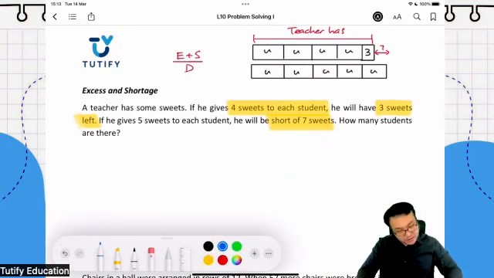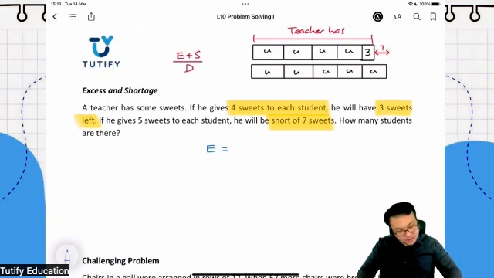Okay, Alexis, let me ask you, what is the excess number of sweets? If he gave 4 sweets to each student, he has 3 sweets left. So what's the excess? How many extra sweets does he have? 3. Very good. What is the shortage? If he gives 5 sweets to each... 7. Yes. So what is the difference? At first, he wanted to give 4 sweets. Now he wants to give 5 sweets. So what's the difference between scenario 1 and scenario 2?